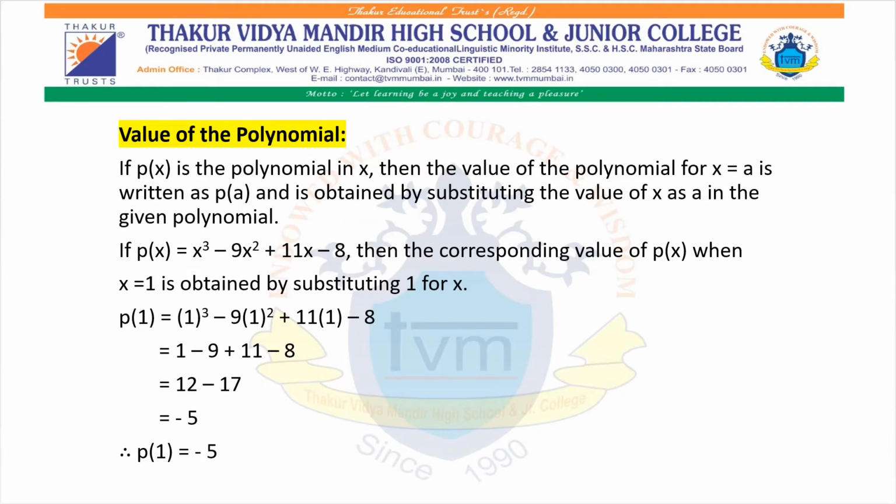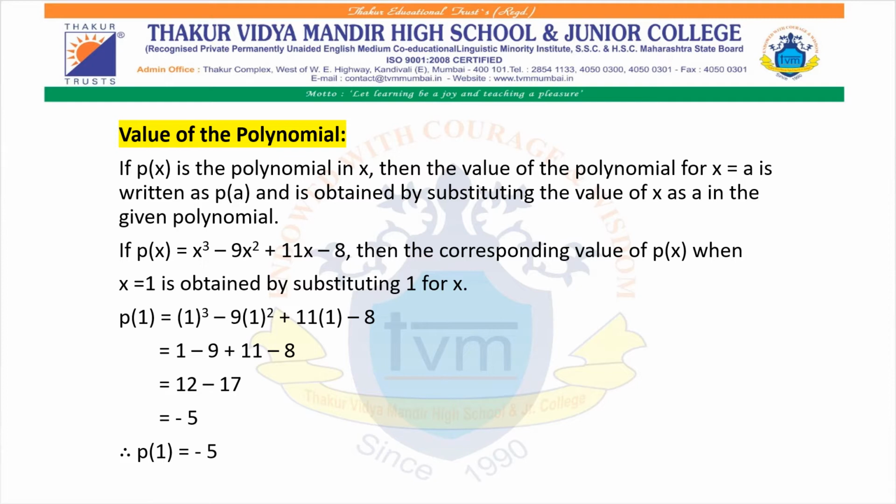Students, now we will see what is the value of the polynomial. If p of x is a polynomial in x, then the value of the polynomial for x equals a is written as p of a and is obtained by substituting the value of x as a in the given polynomial. Now, if p of x is equal to x cube minus 9x square plus 11x minus 8, then the corresponding value of p of x when x is equal to 1 is obtained by substituting 1 for x. So, in this polynomial, we are going to substitute 1 instead of x.